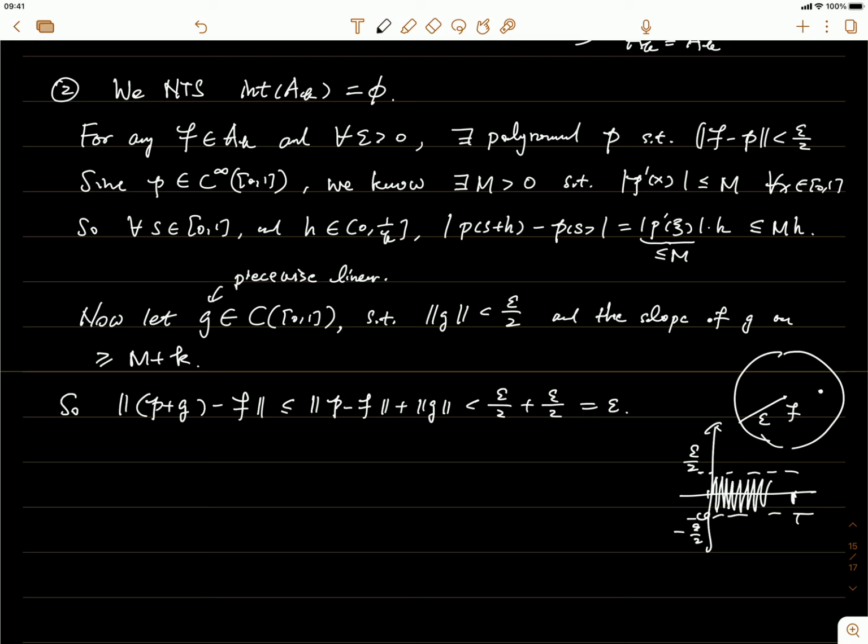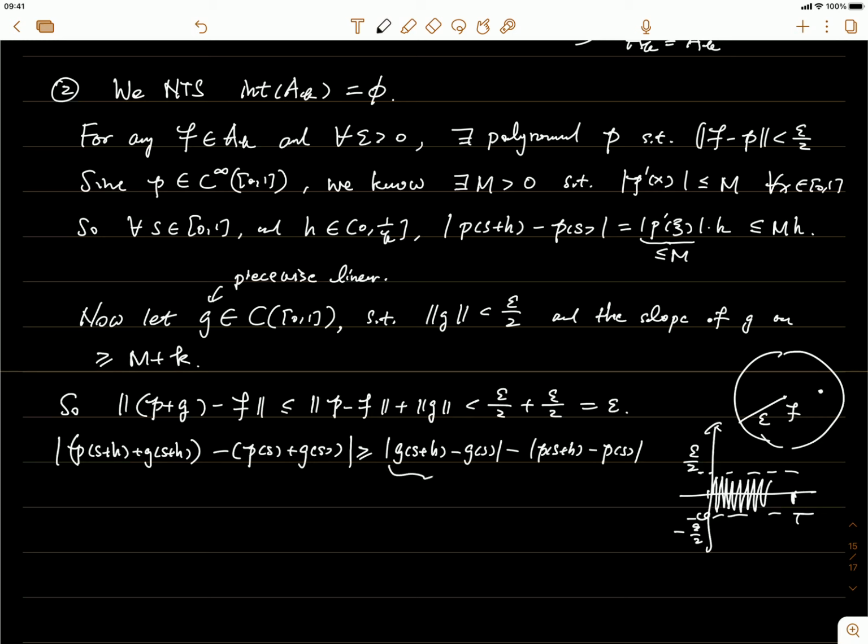So to show that, let's look at this distance: p of s plus h plus g of s plus h. Since I'm treating p plus g as a function, I need to put them together. So this minus (p of s plus g of s). According to the triangle inequality, this is going to be greater than or equal to g of s plus h minus g of s, minus p of s plus h minus p of s. So this is by the triangle inequality, easy to show that.